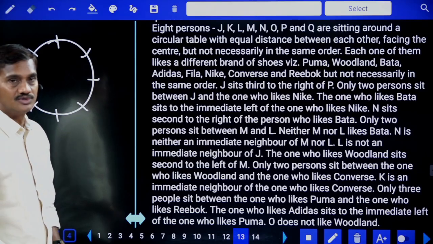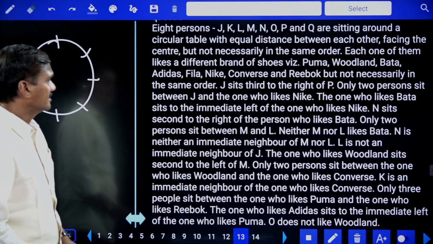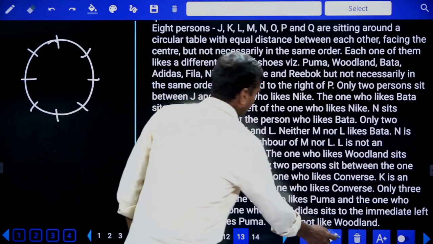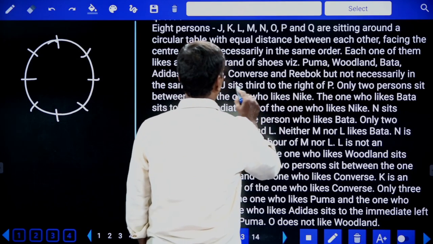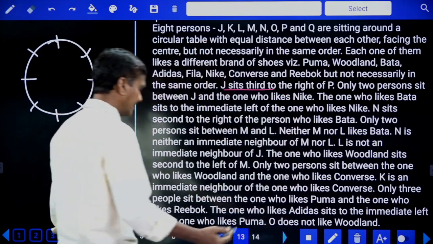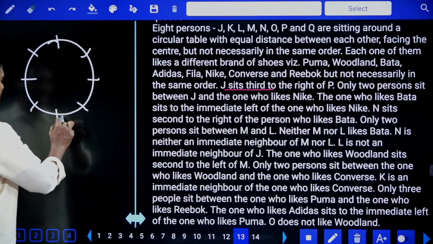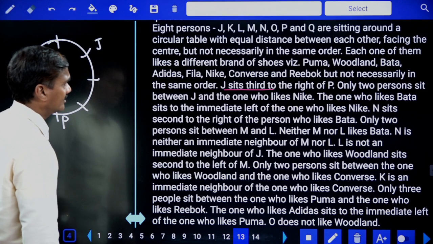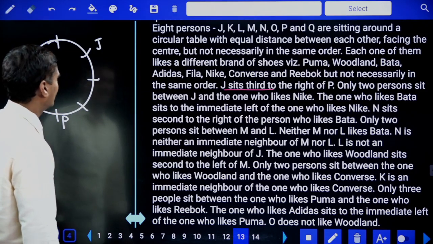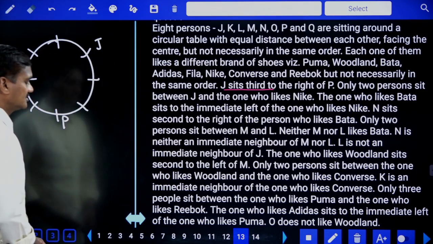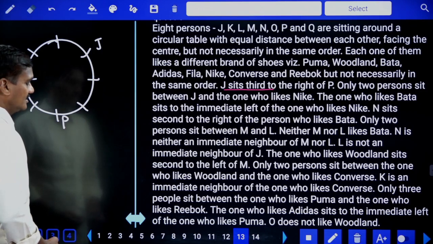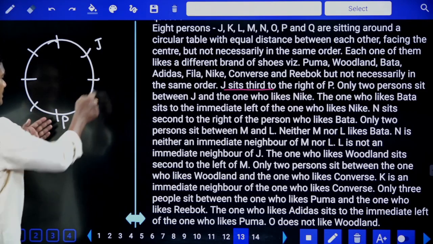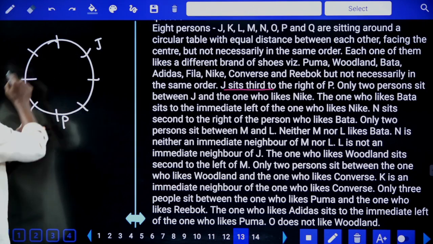In case there is time. And J sits third to the right of P. All the persons are facing towards the center. Directly we can start with the first person. Now J sits third to the right of P. And next one, only two persons between J and the one who likes Nike. Hence, what are the different possibilities? The one who likes Nike can be P.